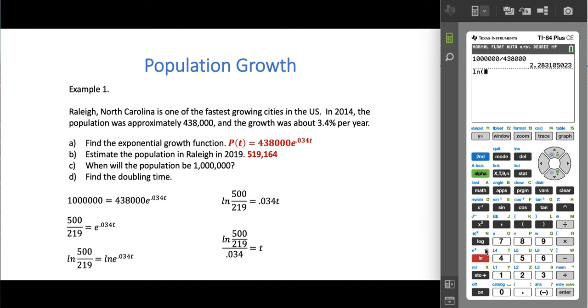So I want to take the natural log of that number. I'll type natural log and I use the second answer feature. What that does is tell your calculator, use this answer. And then I'm going to divide that by 0.034. Basically I typed this into my calculator. And so the answer is the time is going to be approximately 24.3 years.